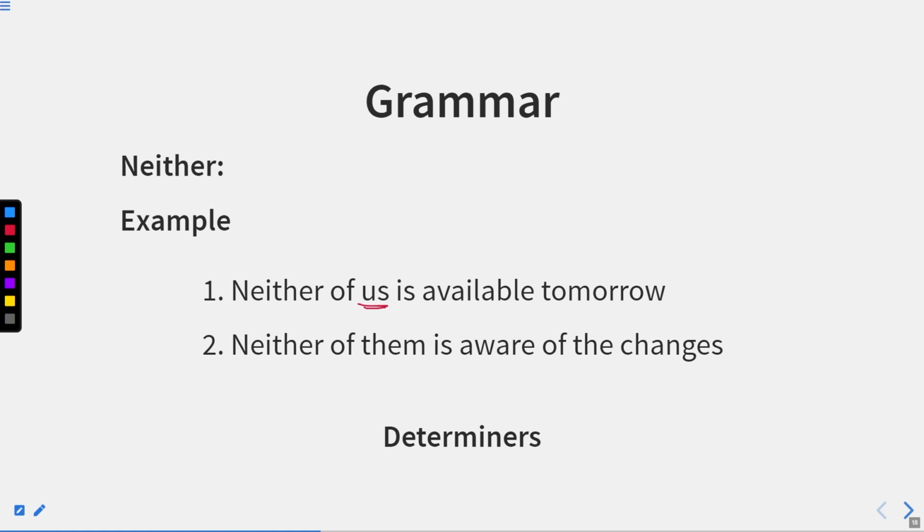Neither of us, now us is a pronoun, a plural pronoun. This is actually the objective case of we. Neither of us is available tomorrow. Neither of them is aware of the changes. So we can have these structures. I hope you understood these points. Now let us move to the next one.